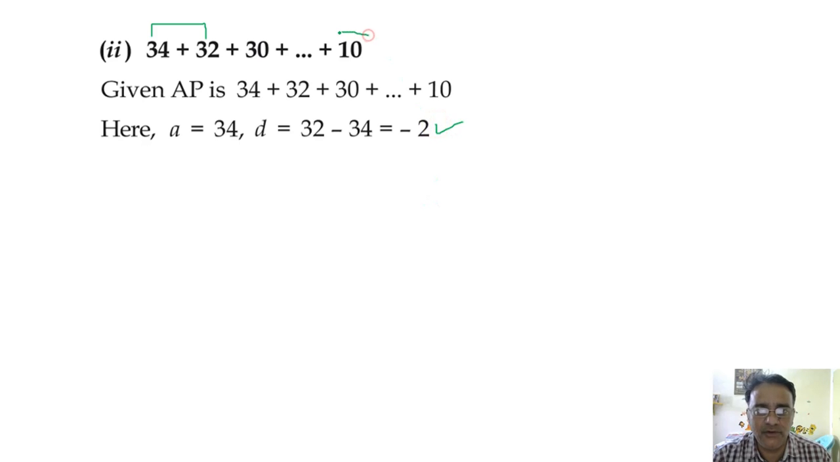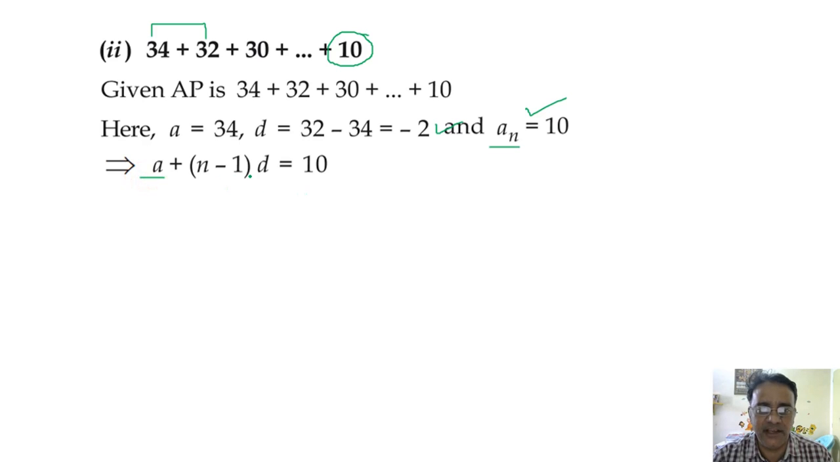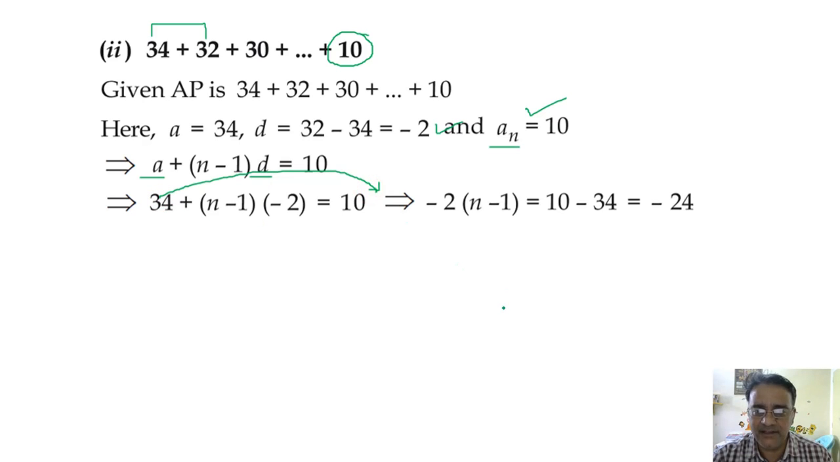Now we don't know 10 is which term, so again we have to find the number of terms, that is n. So let 10 be the nth term. What is the formula of an? a plus n minus 1 into d. Now substitute the values of a and d. a is 34, d is minus 2. Shift 34 to this side, it will become minus 34. 10 minus 34 will become minus 24.